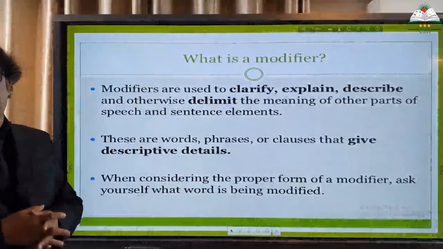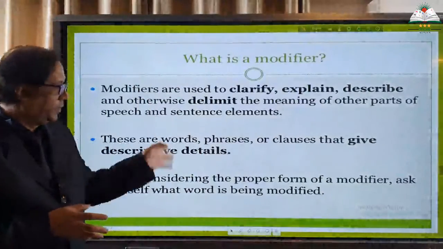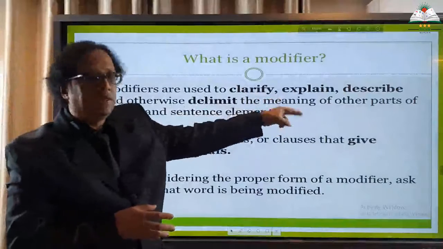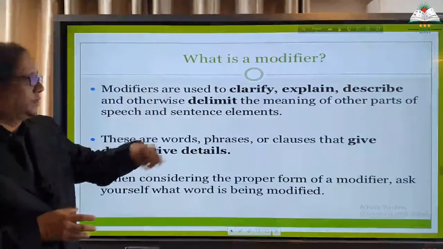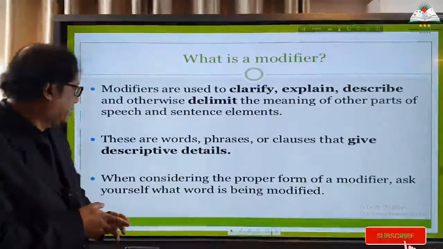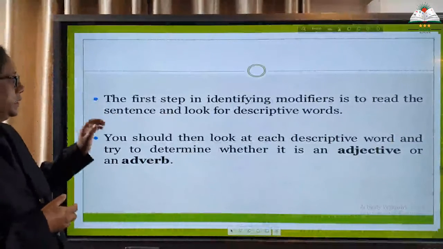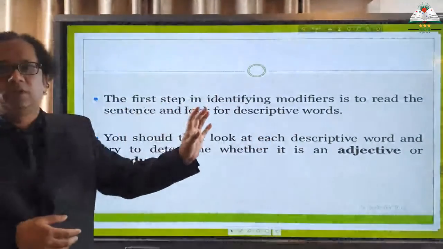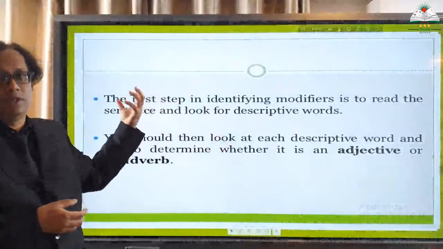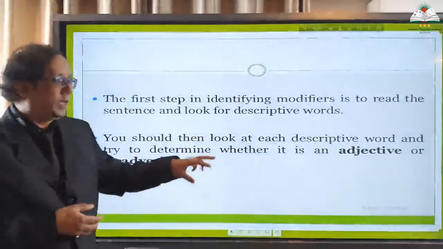What is a modifier? Here you can take some photos or screenshots, or you can see it later. It is all about, in detail, what a modification or modifier is. A modifier is used to clarify, explain, describe, or delimit the meaning of the sentence. Descriptive words are what we usually deal with. The first step in identifying modifiers is to read the sentence and look for the descriptive words. For example, in the sentence "I'm writing very well," we find the descriptive words. We also learned that an adjective or an adverb can be a modifier.